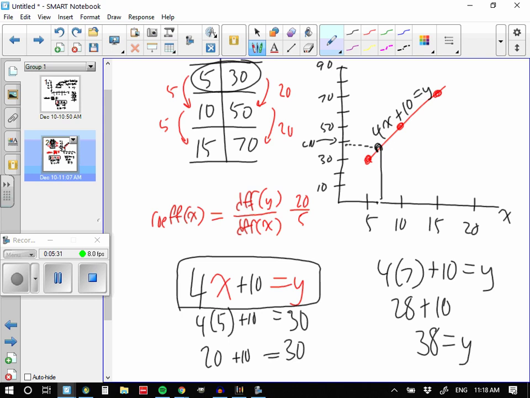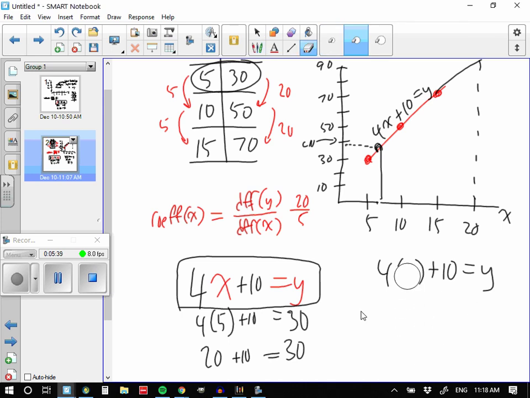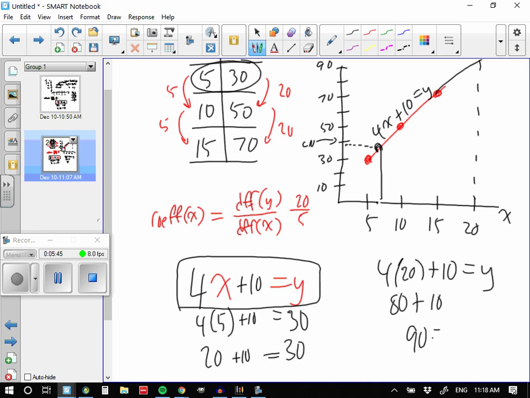And I can even extend this well beyond that and say if x was 20, what would the corresponding y value be? The corresponding y value would be 90. And if I go over here, when x is 20, y is also 90 if I extend that line.